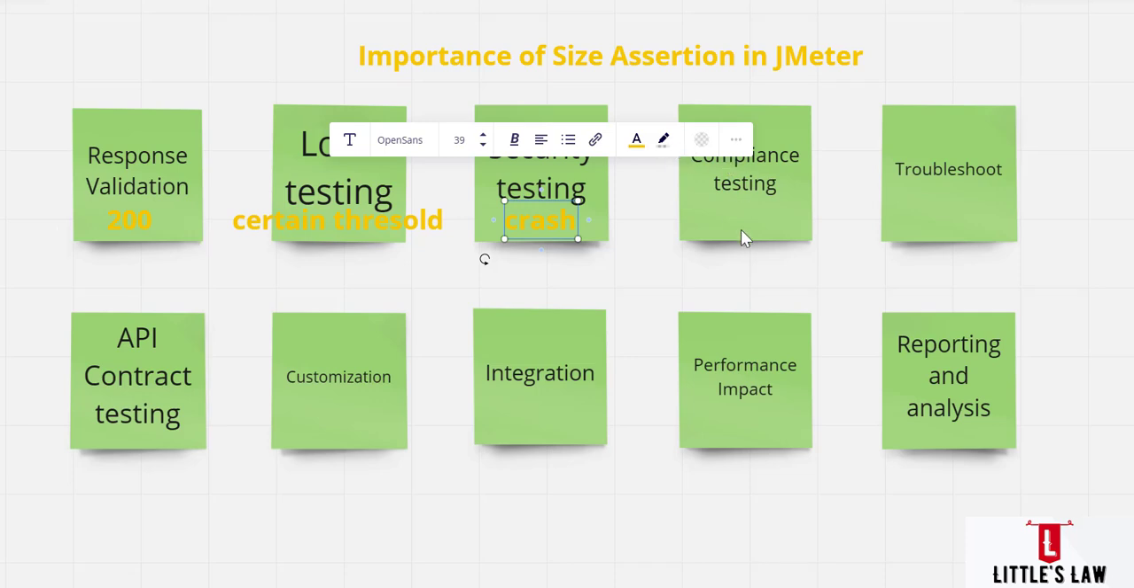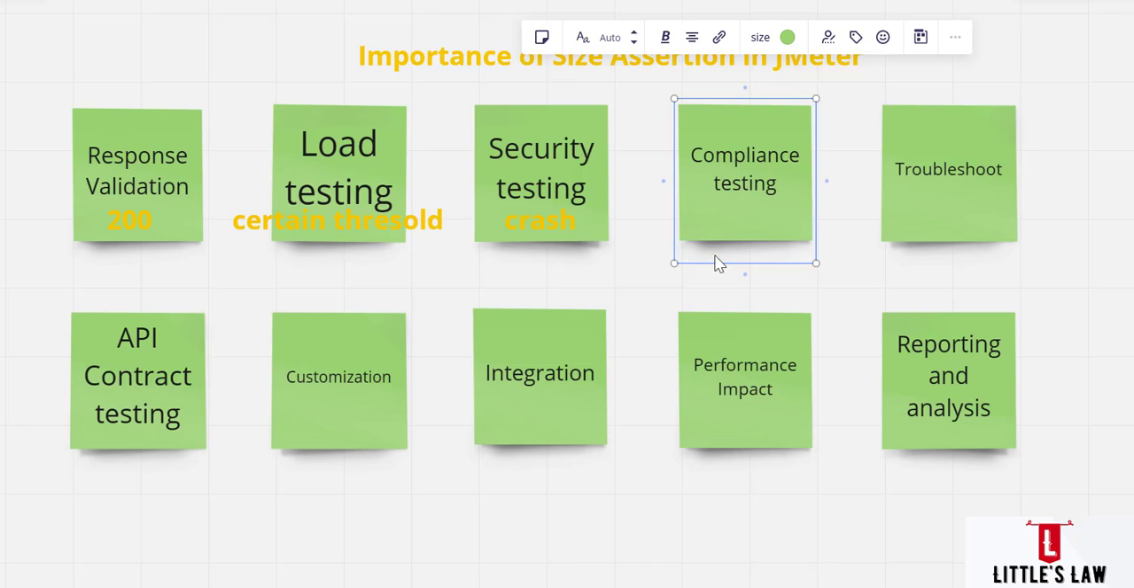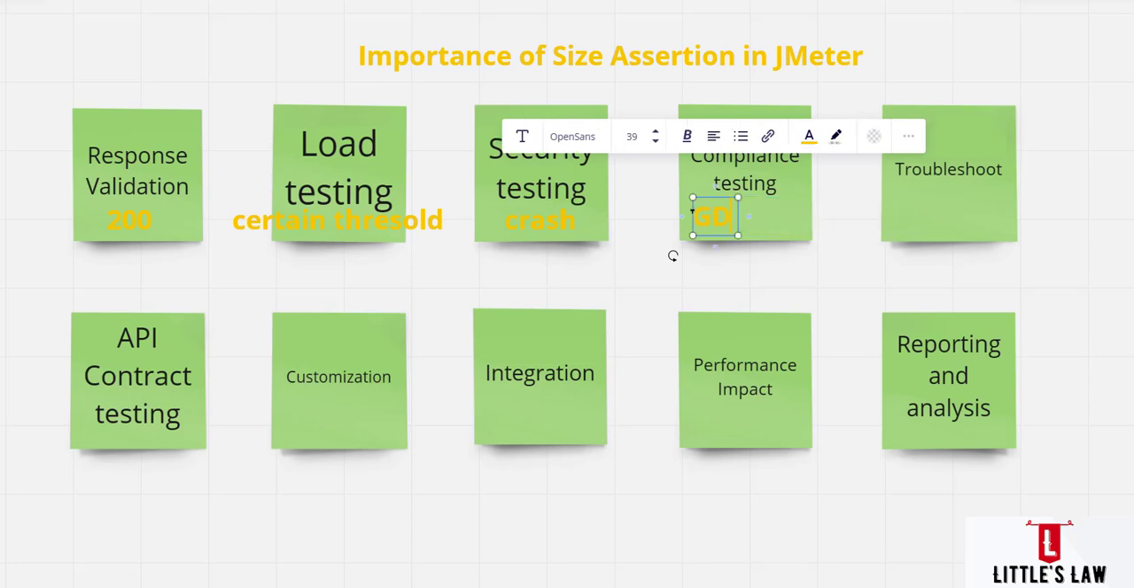And then the fourth one, compliance testing. In case our application needs to comply with certain standards or regulations, such as PCI DSS, HIPAA, or GDPR, we might need to verify that the size of a response does not exceed certain limits or thresholds. This is very important when we are testing an application which comes under the GDPR, because a size assertion can help us to ensure that our application meets these compliance requirements. So that's the reason we use size assertions for compliance testing.